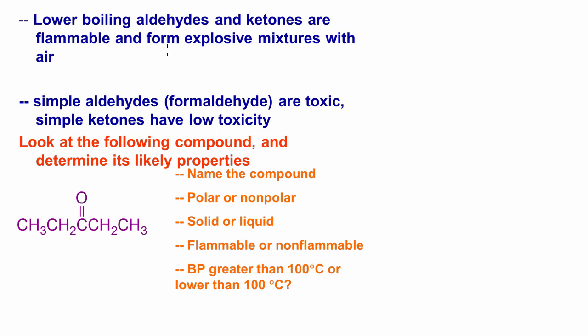Lower boiling aldehydes and ketones are flammable, can form explosive mixtures with air. Small aldehydes are toxic, and small ketones are low in toxicity. So let's take a look at this compound here, and let's look at some of the properties. First, let's name the compound. Well, it's a ketone, and it would be 1, 2, 3, 4, 5. That's a pentanone, and that'd be carbon number 3 is the carbonyl group. So that would be 3-pentanone.